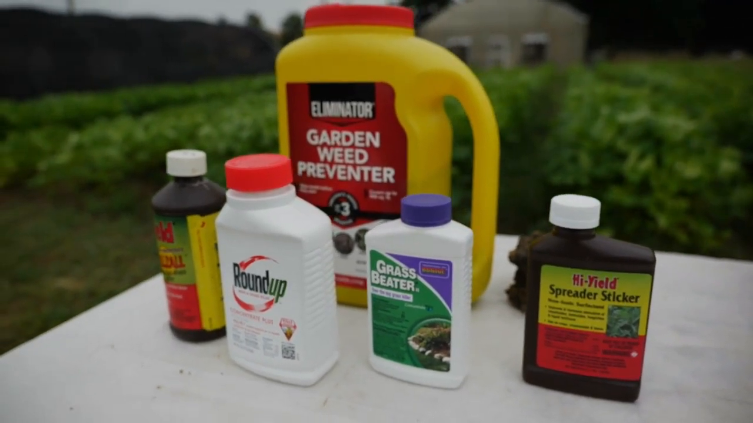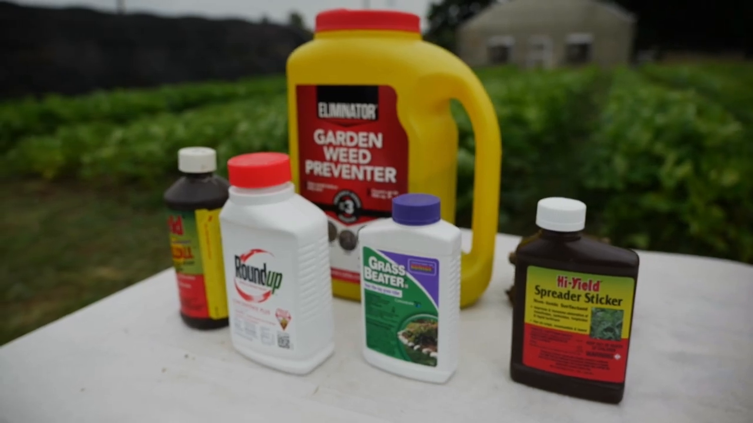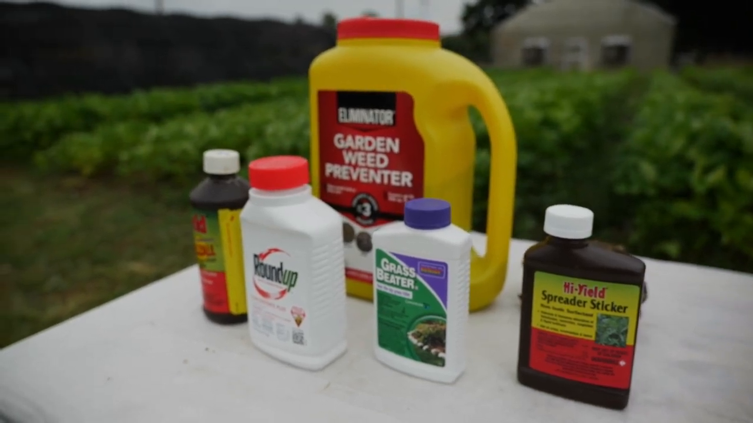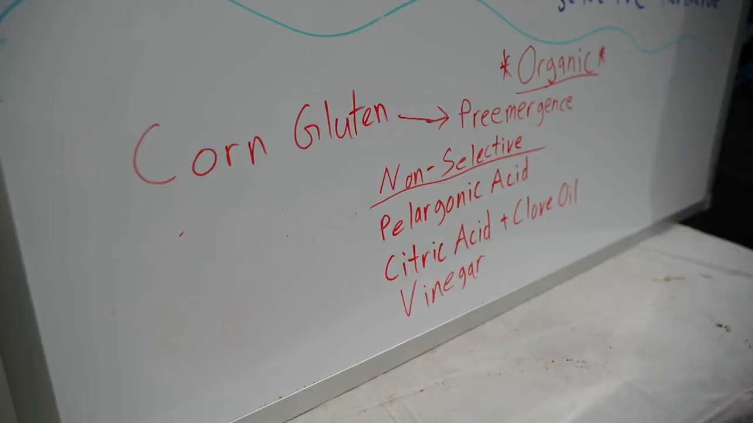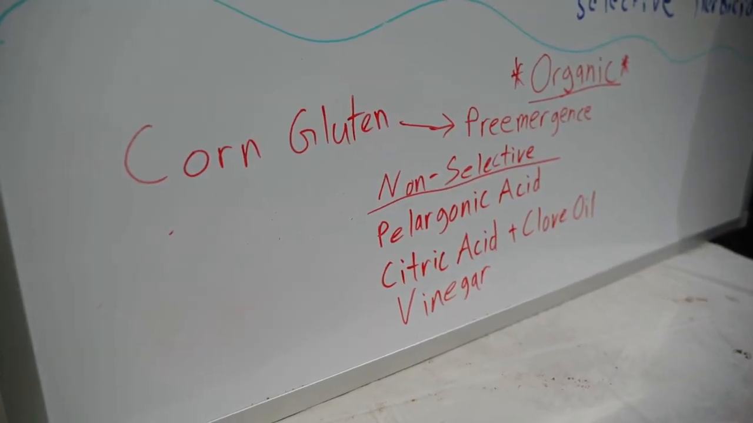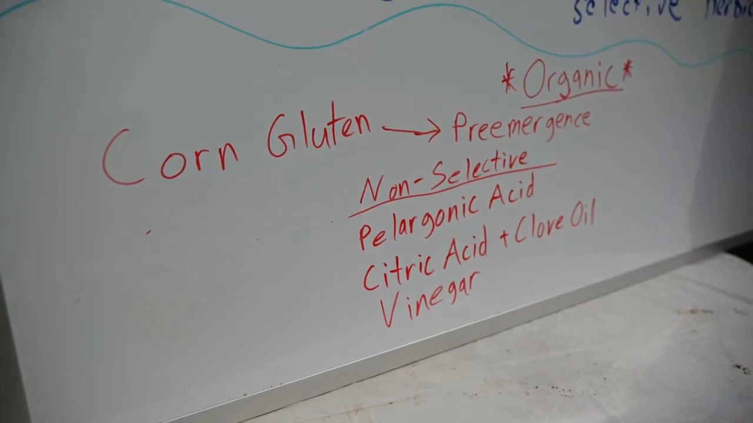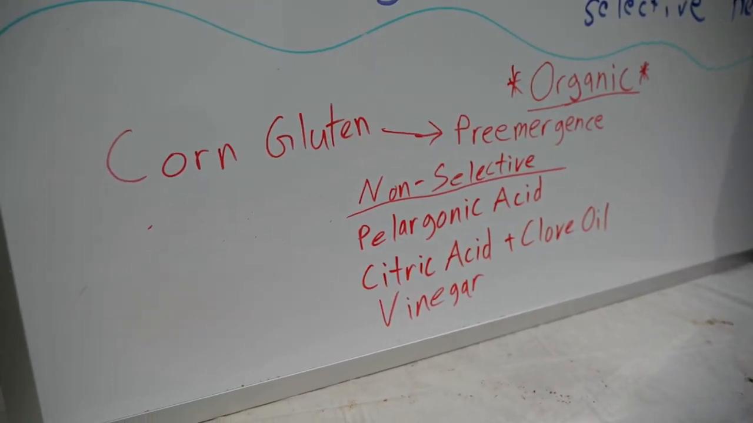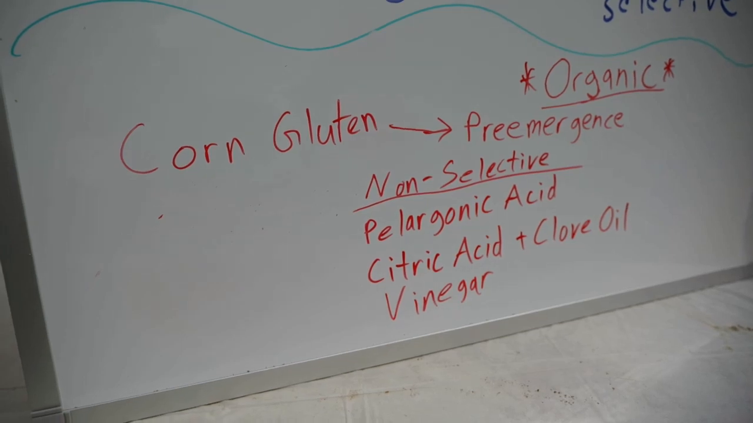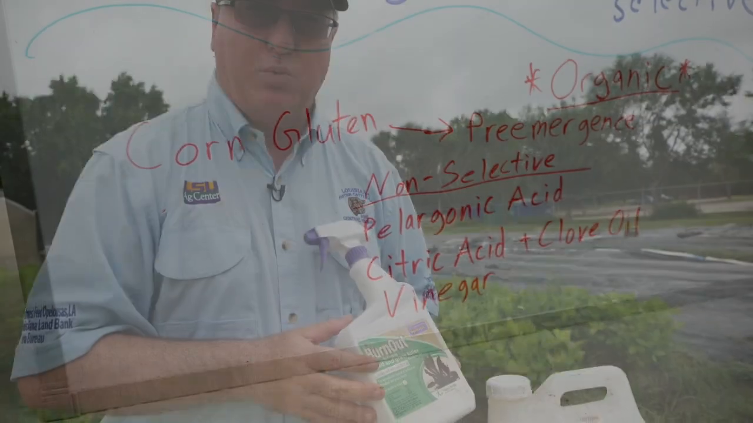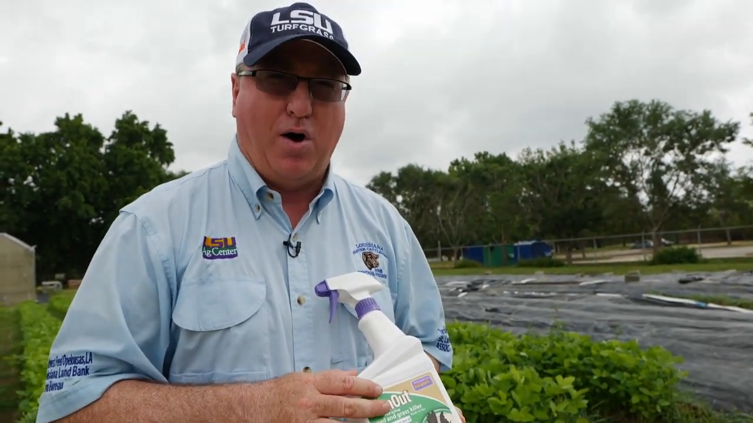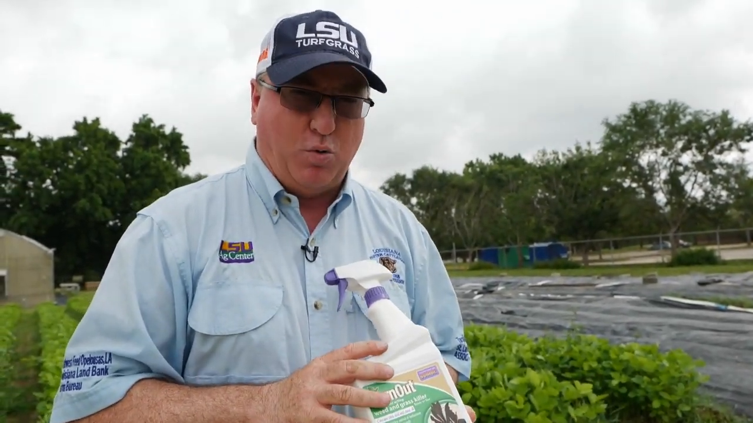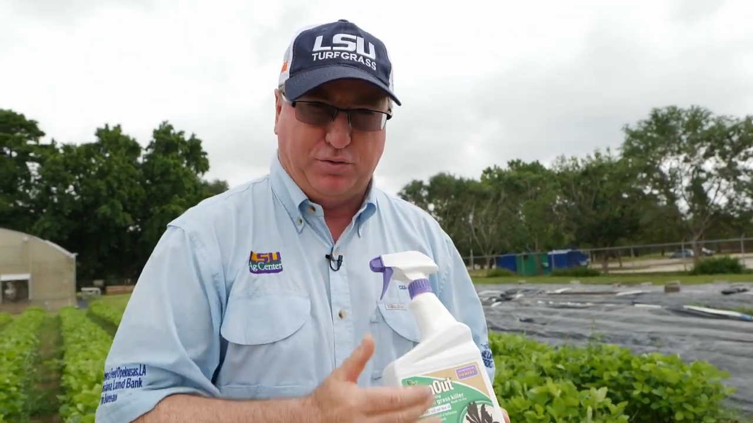Now, some people don't want to use synthetic products, and so there are some organic products out there. Many of these organic products are non-selective if they're post-emergence, so they won't know your vegetable plant from a weed. But the way these products work is that you spray them, it hits the foliage of the weeds, and it burns them. And it works pretty well on small annual weeds. It doesn't work very well on perennial plants because it doesn't move throughout the plant. But it's very good at burning young annuals.